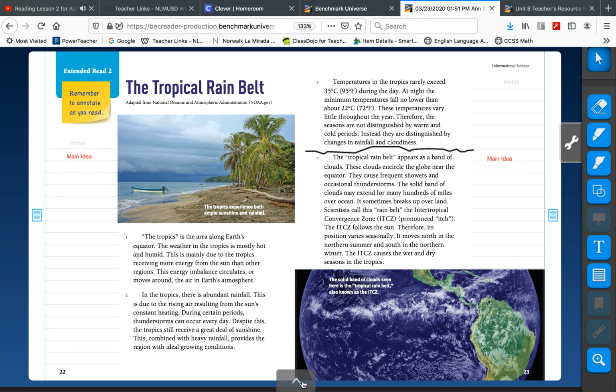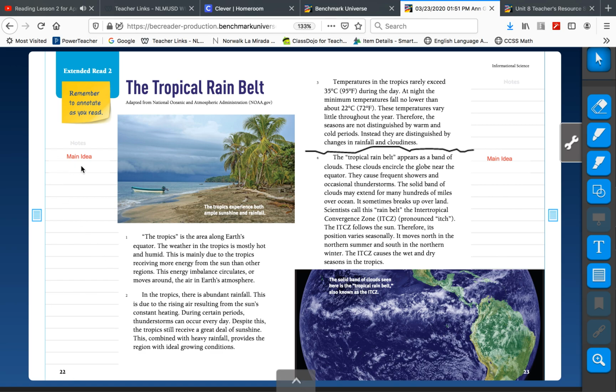Yesterday, you read this entire article, pages 22 to 29, and you thought about what you were reading. You were reading for understanding. Today we're going to work some more with this text. We will work with paragraphs 1 through 7.